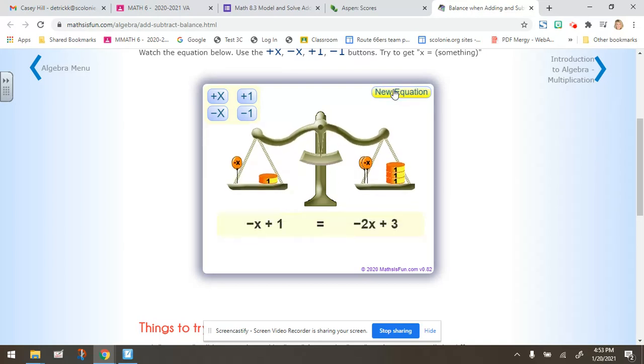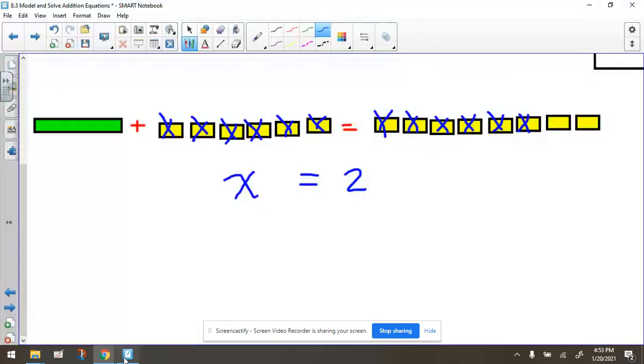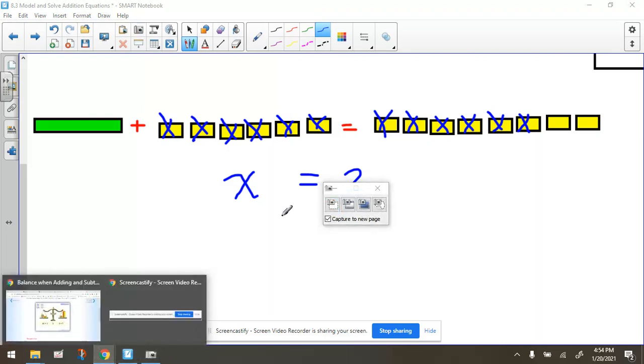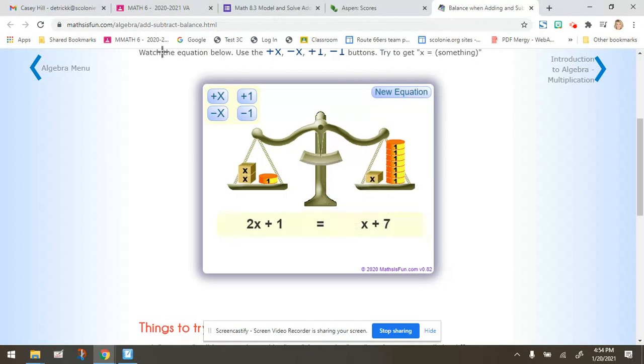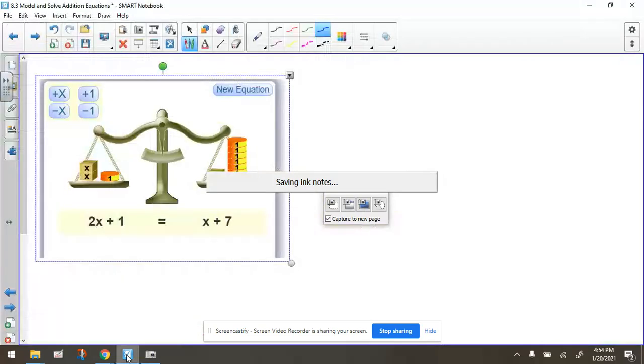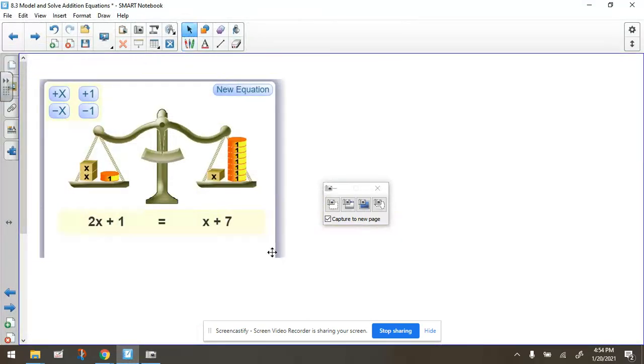Let's look at a different equation. Let's find one I like here. This one's good. All right, so I'm going to write this down, or let's take a screenshot of it. Let me open this up. Take a screenshot. Go back to this. All right, so there it is on the page.